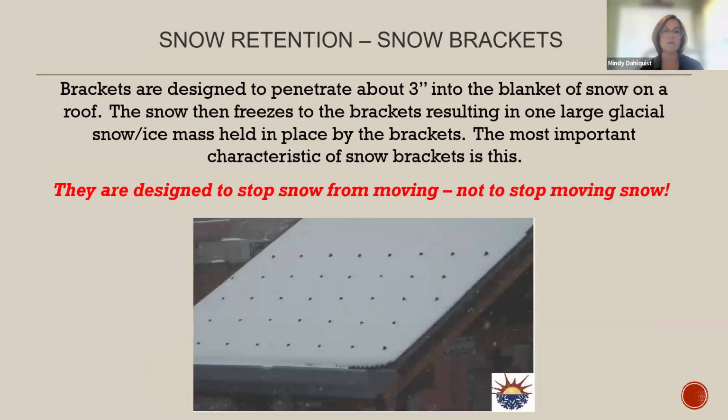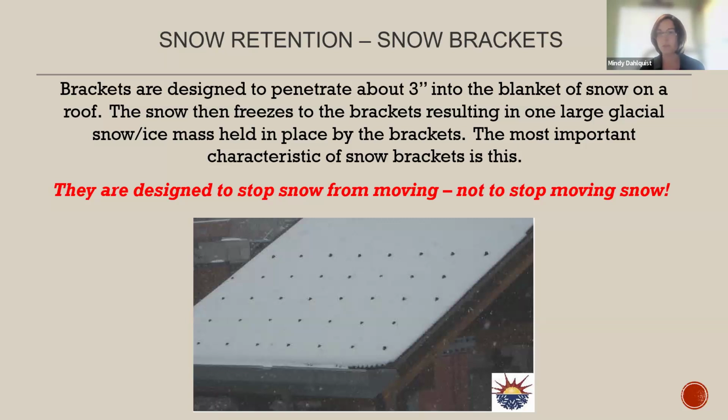Brackets themselves are made about 3 inches deep, and that is designed specifically to help penetrate 3 inches into that blanket of snow on the roof. The snow then freezes to that bracket, so it results in one large glacial mass held in place by the brackets. The most important characteristic of snow brackets is they are designed to stop snow from ever moving. They are not designed to stop moving snow.